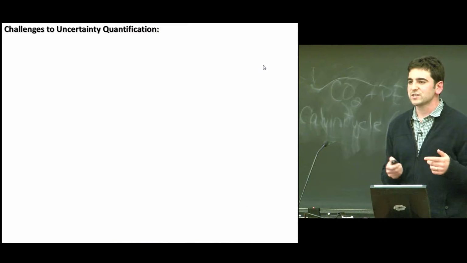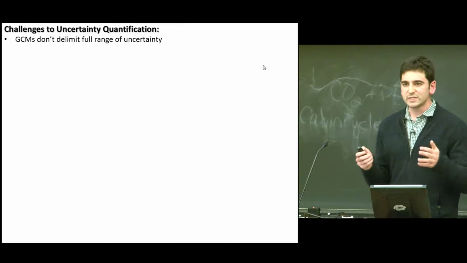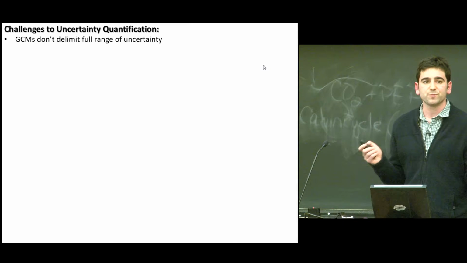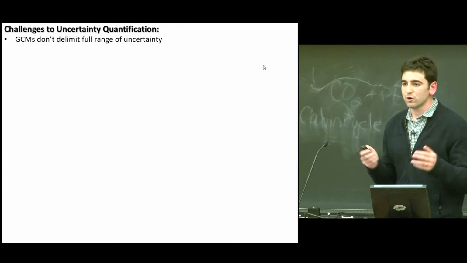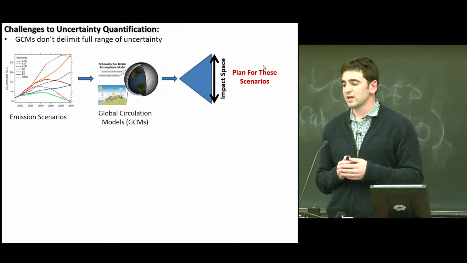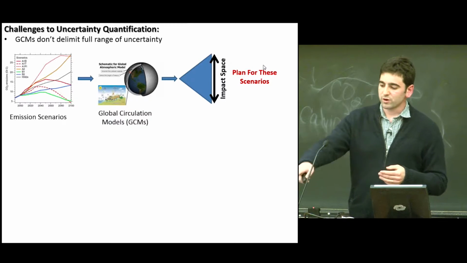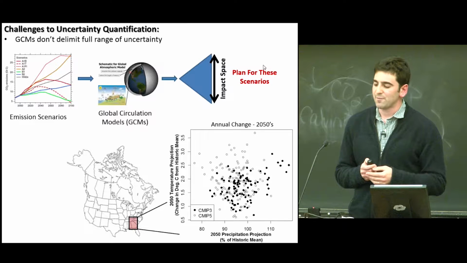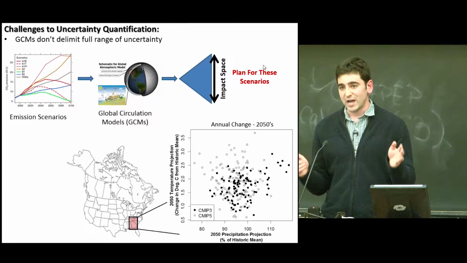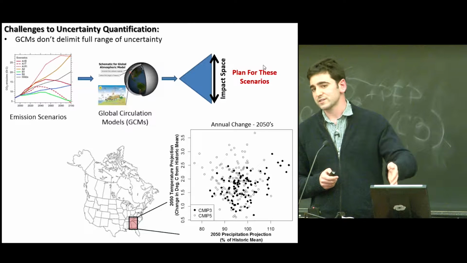So I want to touch on some of the uncertainties that actually emerge in here. One, which is maybe kind of interesting, is that GCMs, even a large ensemble of GCMs, don't necessarily delimit the full range of potential climate changes that we could face. And the question is, how do you know this? Well, usually what we do is we take emission scenarios, put them through the GCMs, and look at a range of climate changes that we might want to plan for. But I did some work in the southeast in the Apalachicola-Chattahoochee-Flint River Basin, and what we're looking at here is some climate projections for that region. On the x-axis is changes in precipitation, on the y-axis it would be changes in temperature.